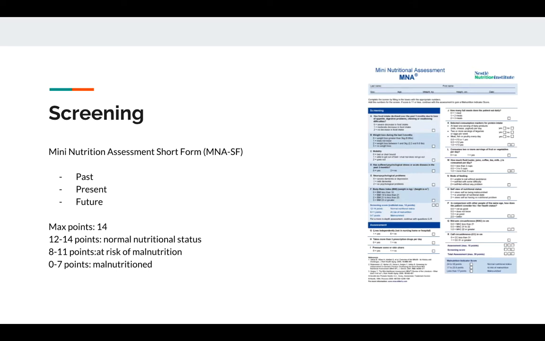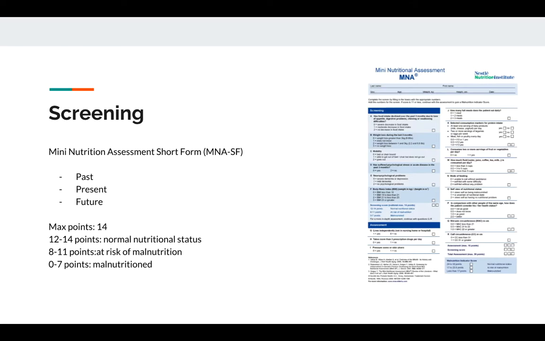This is explained in Module 2.3. And when looking for the future nutritional status, you should look for potential problems and ask about the patient's appetite. A low score on this test correlates with decline in functional ability in the elderly.